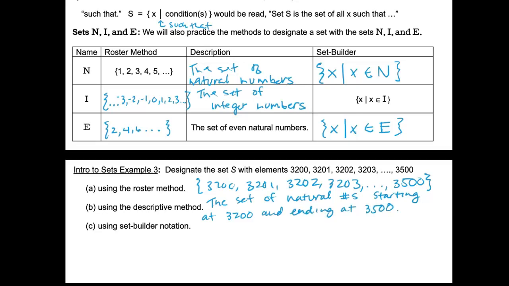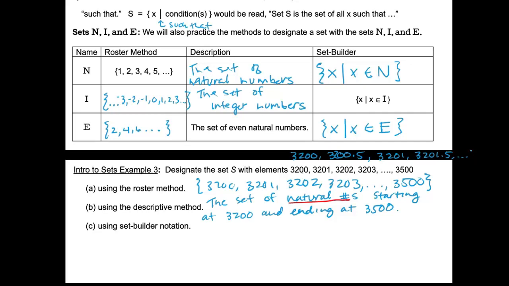And it's really important that I put natural numbers because if I did not, if I just said the set of numbers starting at 3200 and ending at 3500, I wouldn't know that I should just use the natural numbers. I might think that I could use decimals or maybe I could use fractions. So maybe I start with 3200 and maybe I go to 3200.5 and then 3201 and then 3201.5. There's a lot of ways to count from one number to the next using decimals. So you want to make sure to explicitly say that we're just looking at those natural numbers, or these are also whole numbers too. So just those counting numbers.